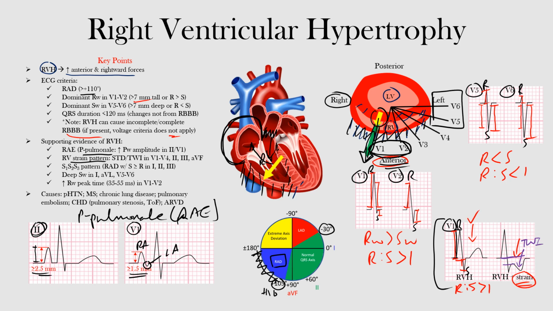We call that T wave inversion. Okay, so if I just erase that here so you can see, notice that there's ST depression plus T wave inversion. And we're saying that we can see this in the inferior leads as well as leads V1 through V4 with right ventricular hypertrophy.